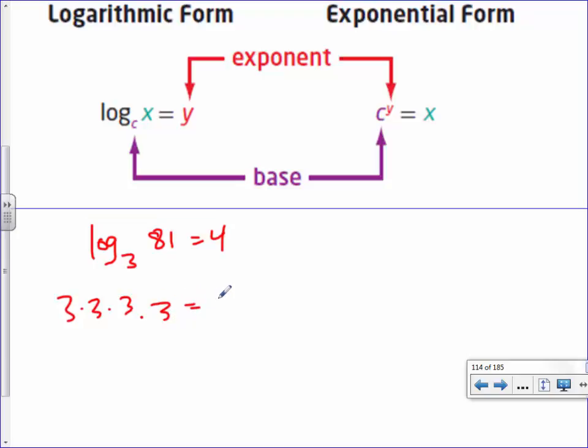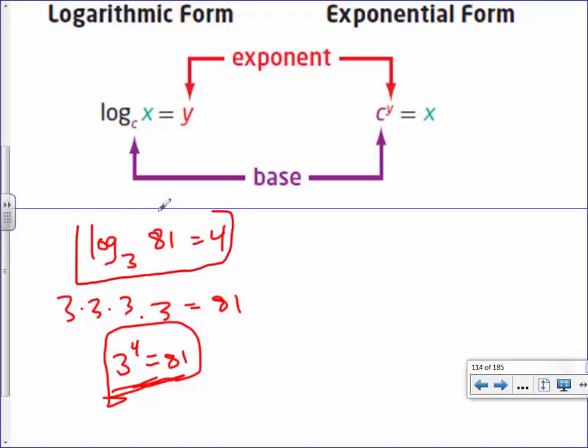Okay. Well, essentially, that's what I've just written right here. 3 times 3 times 3 times 3 is 81. Well, how many 3s did I write? I wrote 3 4 times, it's equal to 81. These two expressions right here are considered equivalent to each other. One of them has a logarithm in the expression, and the other one doesn't.